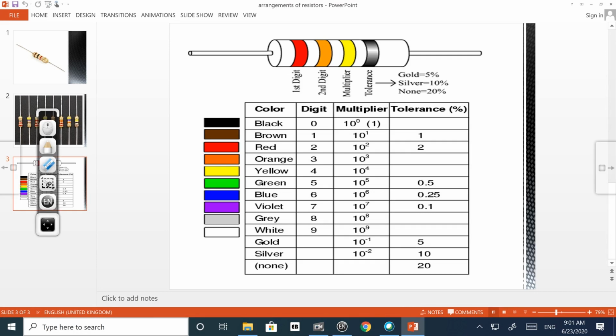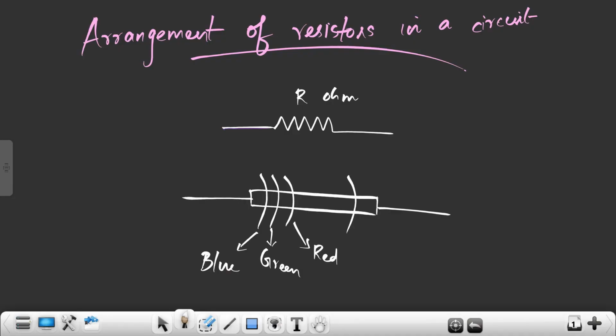Then, see, what is the digit corresponding to blue? It's 6. What is the digit corresponding to green? It's 5. What is the digit corresponding to red? It's 2. So, we can write these numbers. The color corresponding to blue is 6, the color corresponding to green is 5. Just write these digits like that.